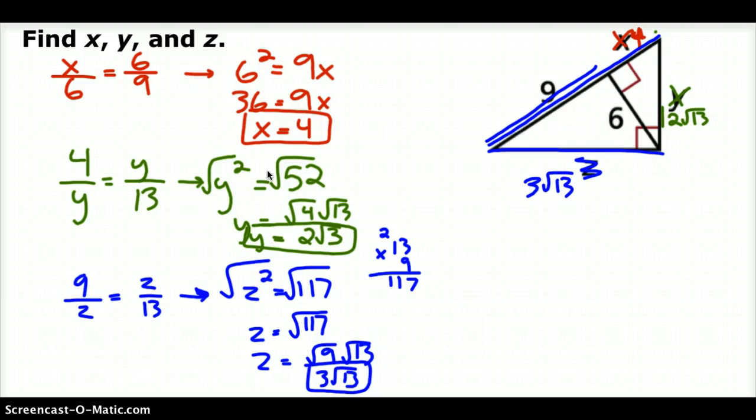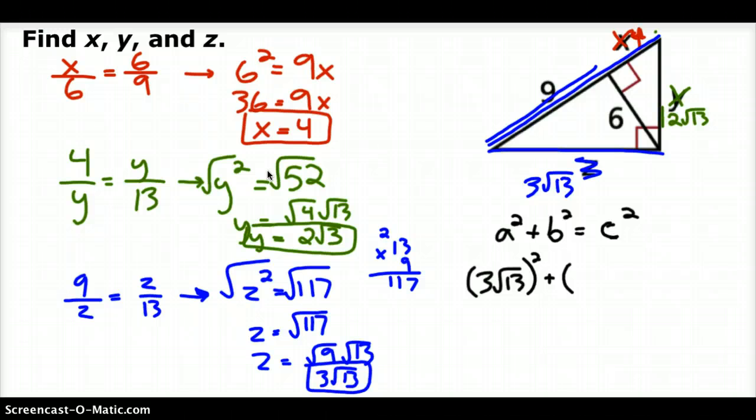Now what's cool about this is we can actually check our work. We can see if we're right by using the Pythagorean theorem. Again, a squared plus b squared equals c squared, where a and b are the legs and c is the hypotenuse. So a in this case, we can say is 3 radical 13 squared plus b, which is the other leg, so that'd be 2 times radical 13 squared, equals c squared, which is 13 squared.